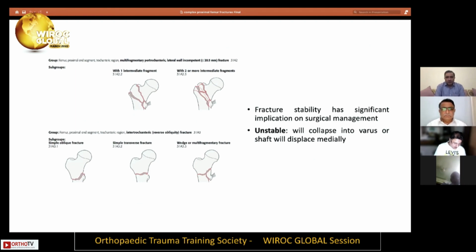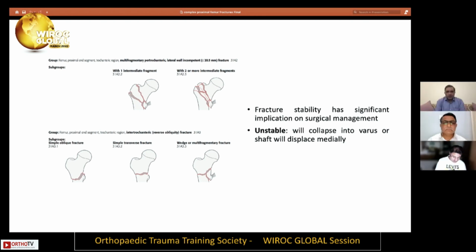These types are further subdivided. Basically, the A2 type is further subdivided into two types: type A2.2, where there is a single intermediate fragment, and type A2.3, where there are more than two intermediate fragments. Similarly, the type A3 is further divided into three types, but basically we are looking at reverse obliquity fractures. So what is the role of this classification? Based on this classification, we need to define whether it's a stable or an unstable configuration, because that has significant impact on how we are going to manage this kind of fracture.